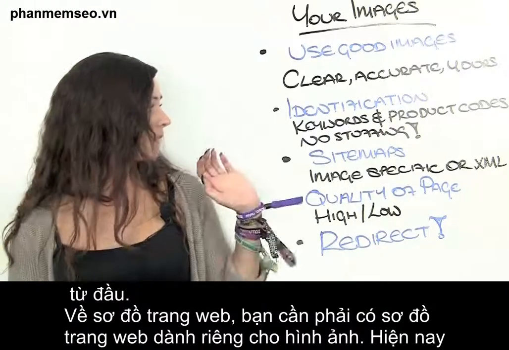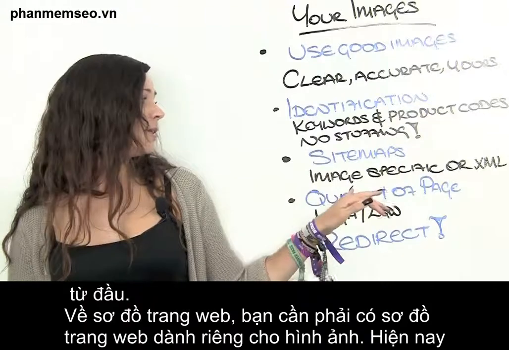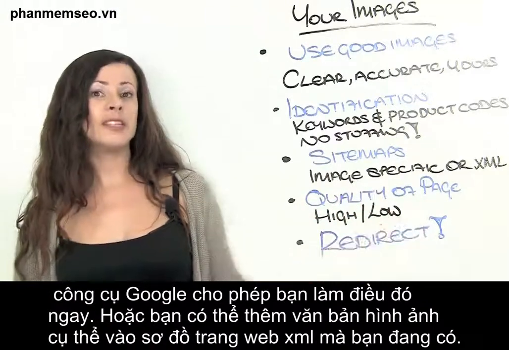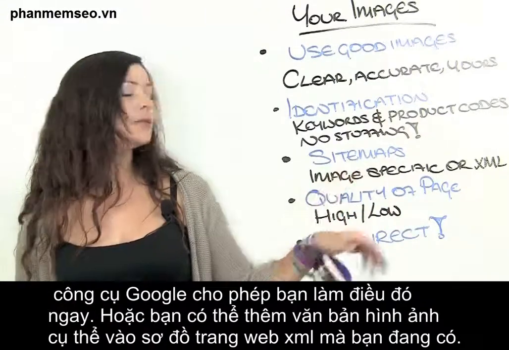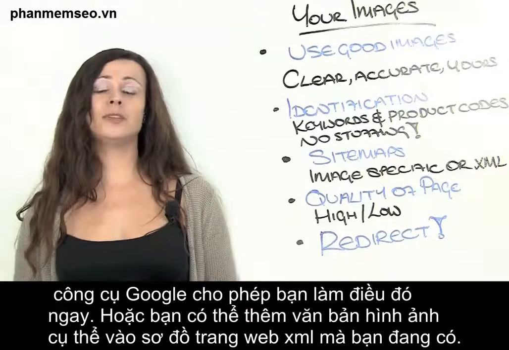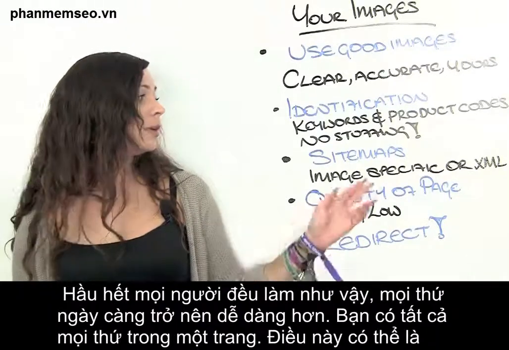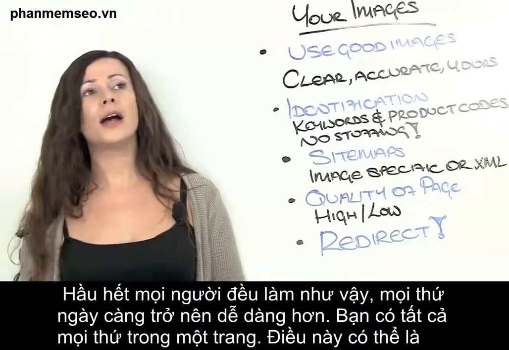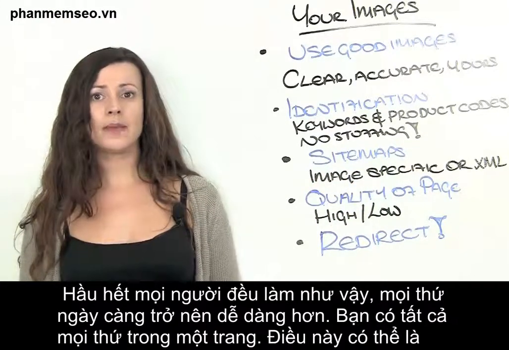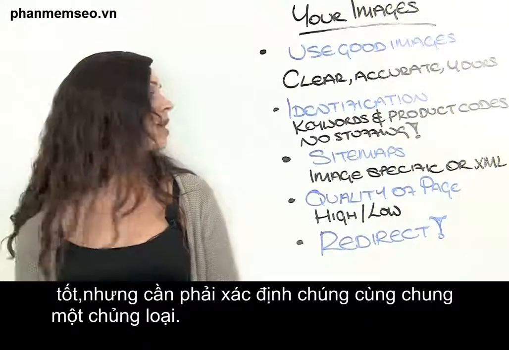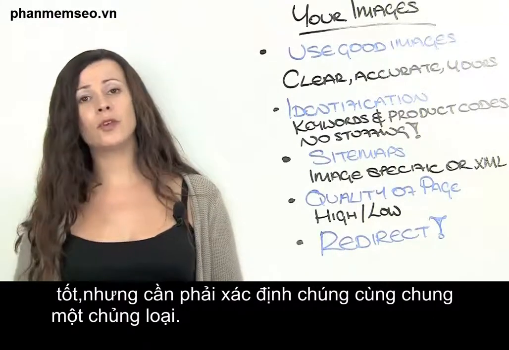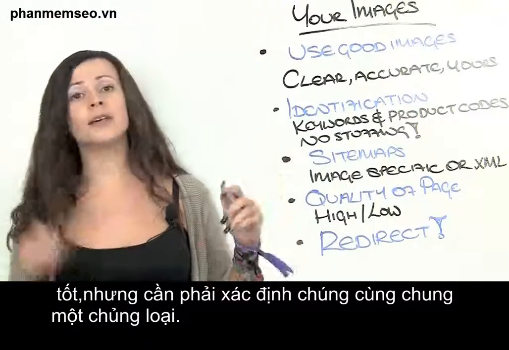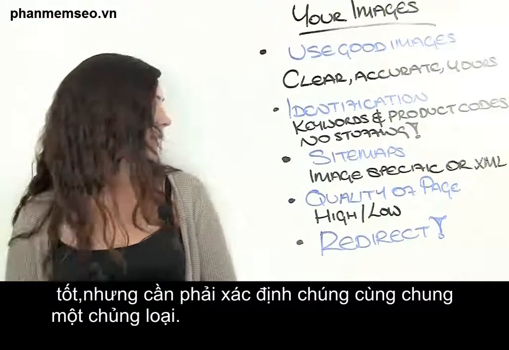Sitemaps. You can either have an image-specific sitemap, which is a little bit of a revolution. Google Tools allowed you to do that now. You can search for that, you'll find it, no problem. Or you can add image-specific tags to your XML sitemap that you already have. Most people do it that way. It's just easier, you have everything in one page, but either way is good. But again, follow through with the same line as you've used here, so the identification just stays in line.